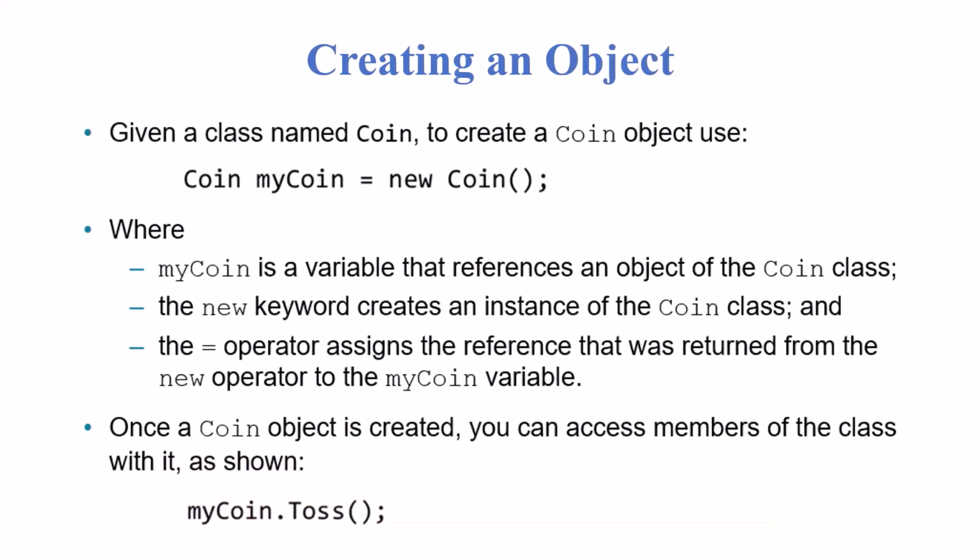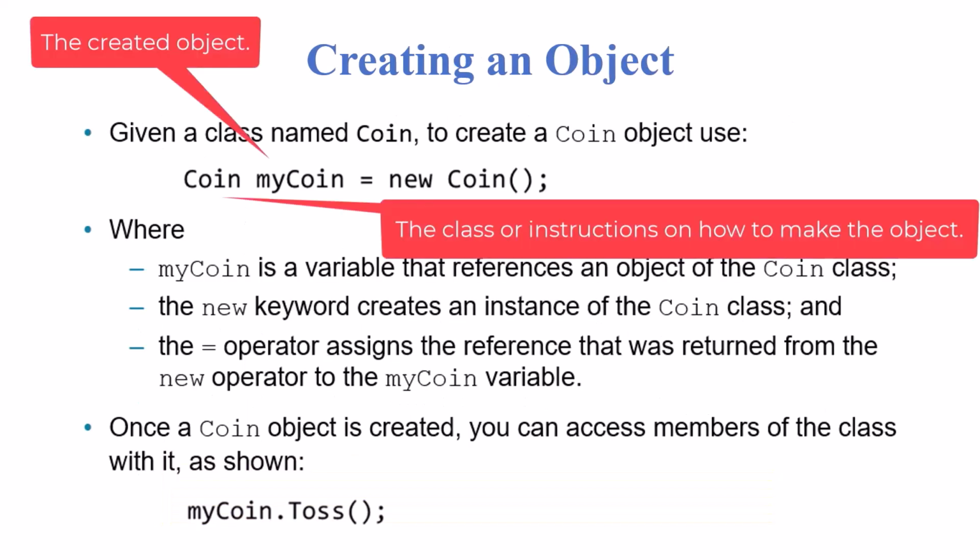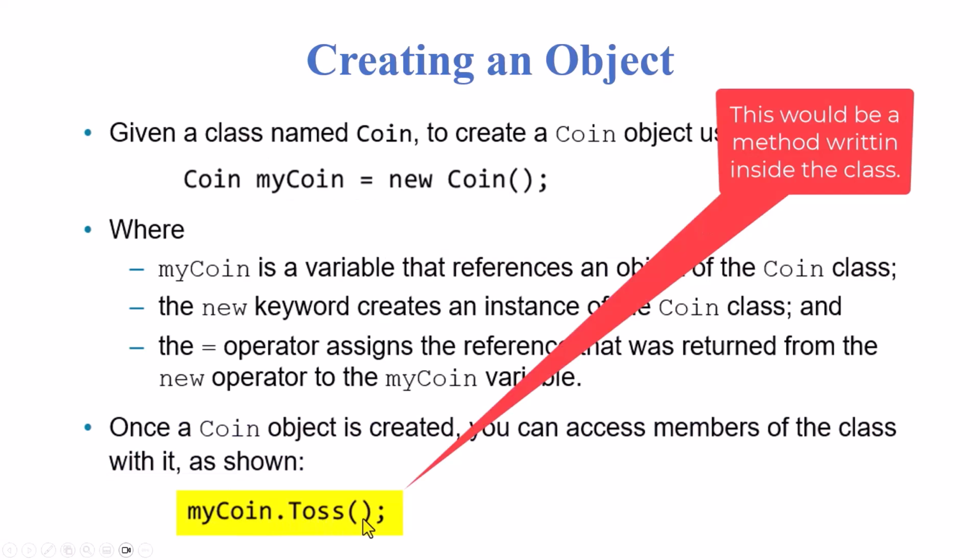If we created a class named Coin, to create a Coin object, we use Coin myCoin = new Coin(). myCoin is a variable that references an object in the Coin class. That's something we're going to name. The new keyword creates an instance of the Coin class. This new is going to create that instance. And the equal operator assigns the reference that was returned from the new operator into the myCoin variable. Once the Coin object is created, you can access members of the class with it, shown as myCoin.toss. This happens to be a method that will be created inside that Coin class.